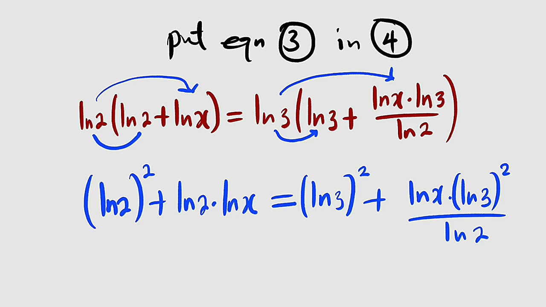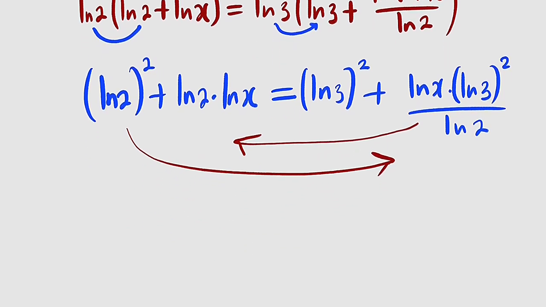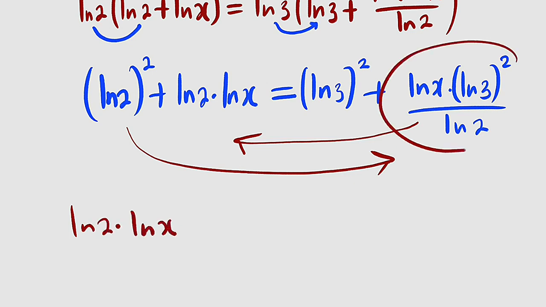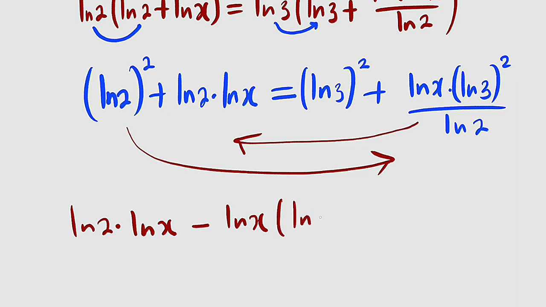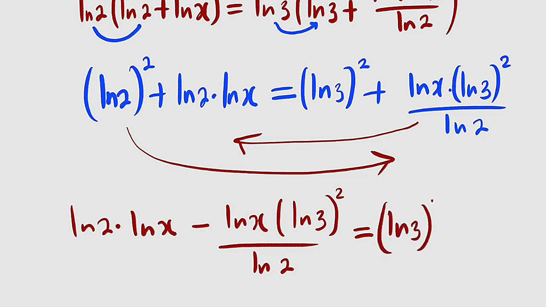One thing I want us to do here is to take this term to the left hand side and take this one to the right hand side. Let's do that, thereby leaving ln 2 multiplied by ln x to the left. As the whole of this crosses over, it becomes negative ln x multiplied by ln 3 all squared divided by ln 2. And this is equal to, already we have ln 3 squared to the right hand side, ln 3 all squared.